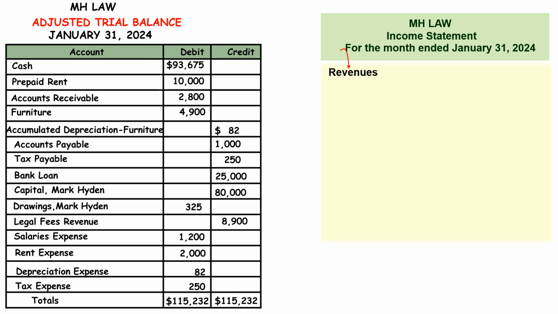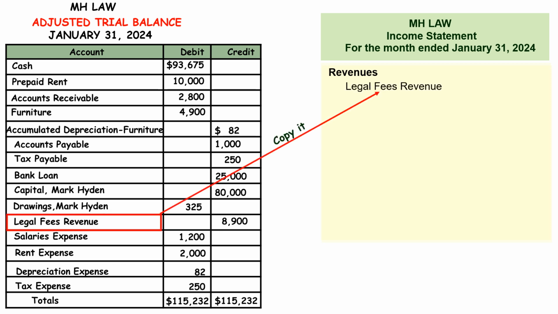Then you are going to write the heading called revenues. Once you do that, the next step is going to be copying information from the adjusted trial balance onto the income statement and organize it in such a way that investors and creditors can understand it easily. So let's look at the trial balance and find the figure for revenue.